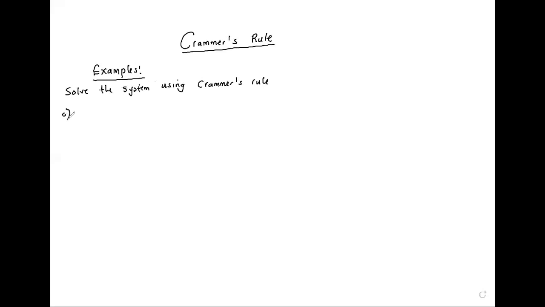We have x minus y plus 2z is equal to 4. We have x plus 2y plus 2z is equal to 7.